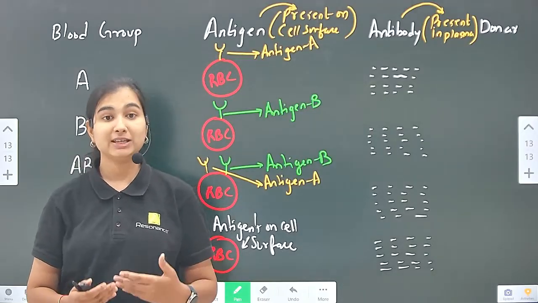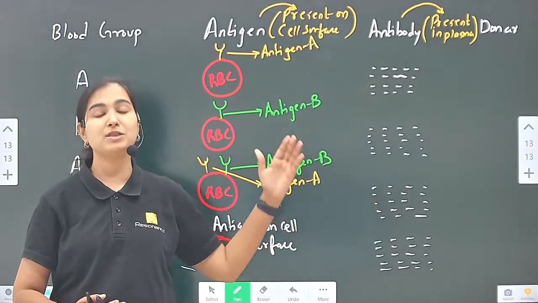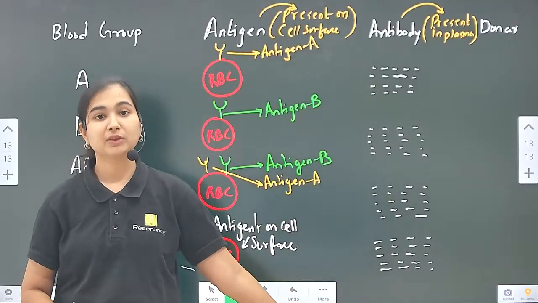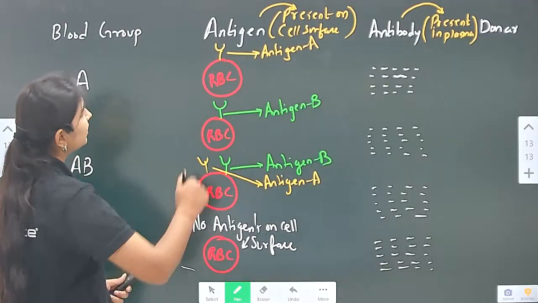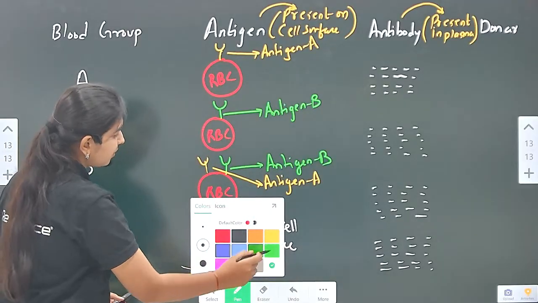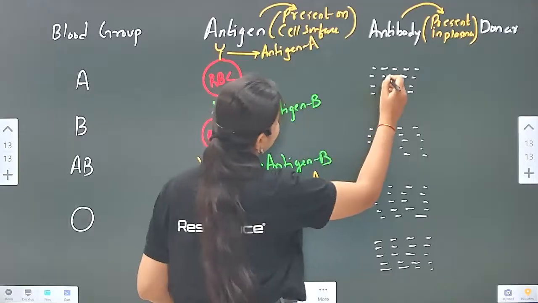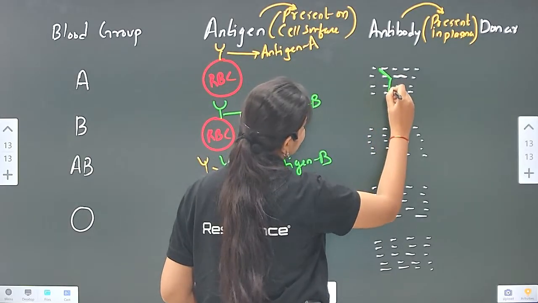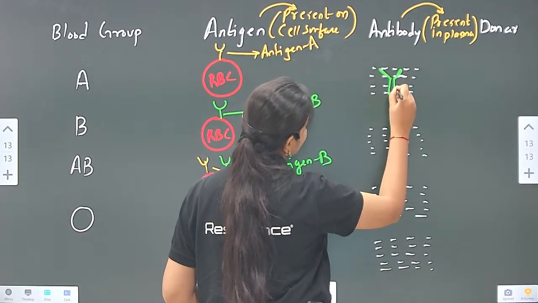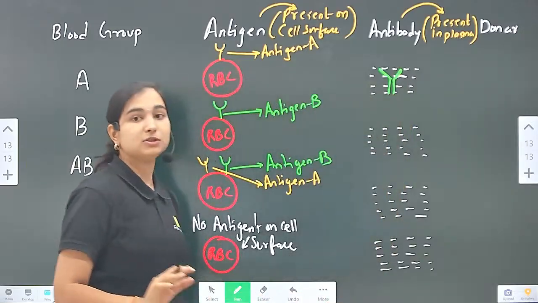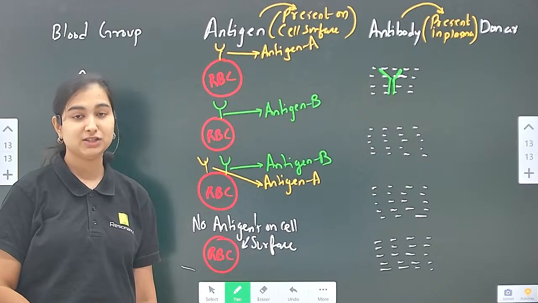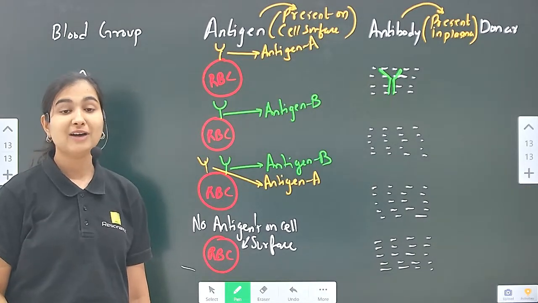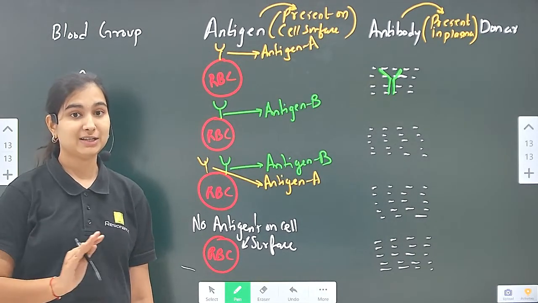So always the opposite antibody is present in the plasma. For example, for the first one, here we have antigen A. So what antibody is present? The antibody is antibody B. In the A blood group, students, on the surface you have antigen A, and in the plasma you have antibody B. You don't have antibody A.